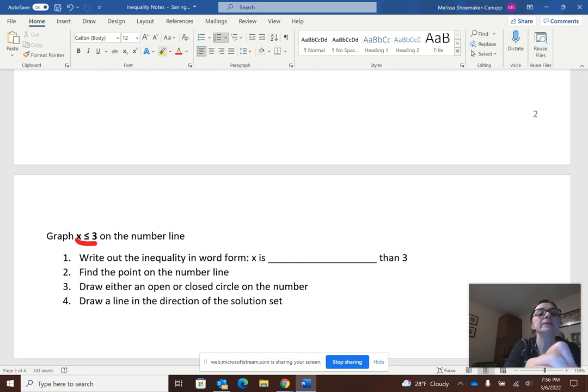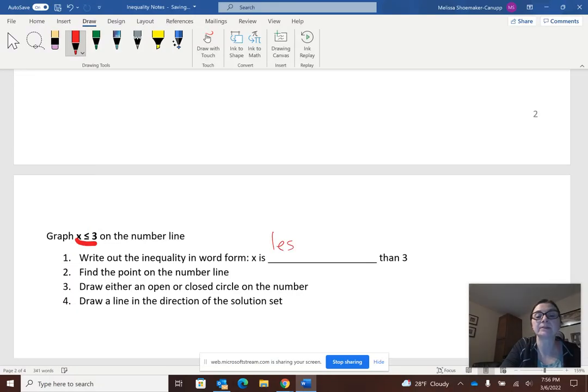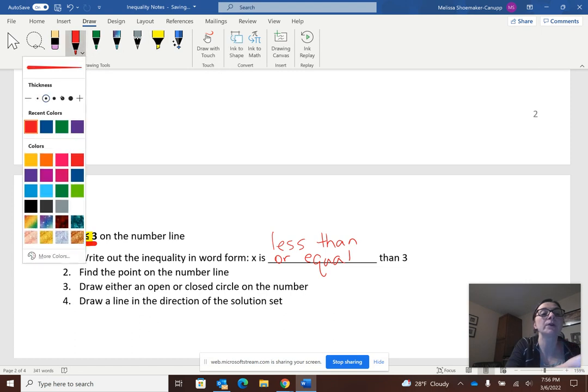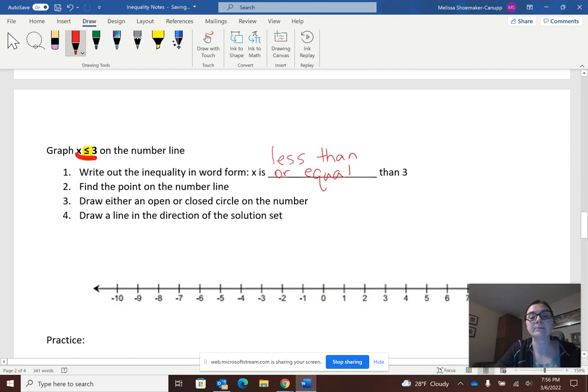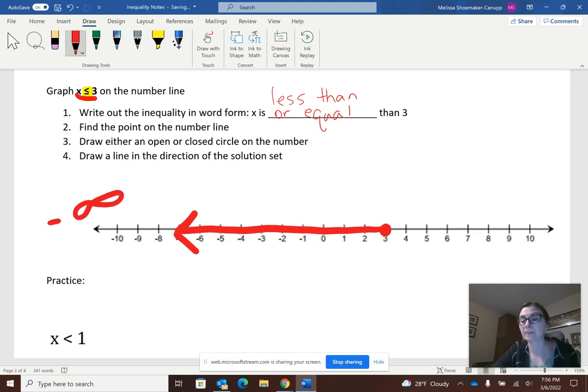Last one. X is less than or equal. Do you see the line? Let's highlight it. You see the line under there? That tells me it has to be less than or equal. So once again, on my number line, I'm looking for the 3. I can color it in solid, but because it's the word less, that means smaller. I have to go to all these numbers, to negative infinity.